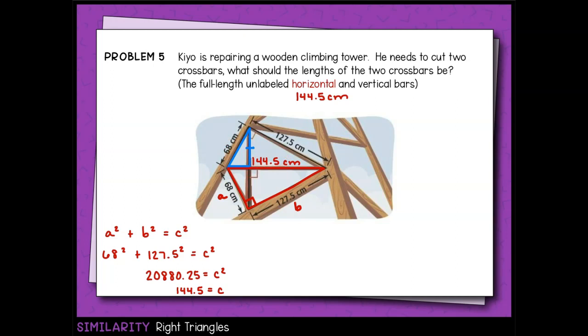So here's what my proportion is going to look like. I'm comparing 68 to 144.5, and that ratio is going to be congruent to the ratio between the 2 heights. And I also know that the height, which is what I'm actually solving for here, half of the vertical crossbar, compares to the height of the red similar triangle, which is 127.5 centimeters. Let's go ahead and solve this proportion to find that height.